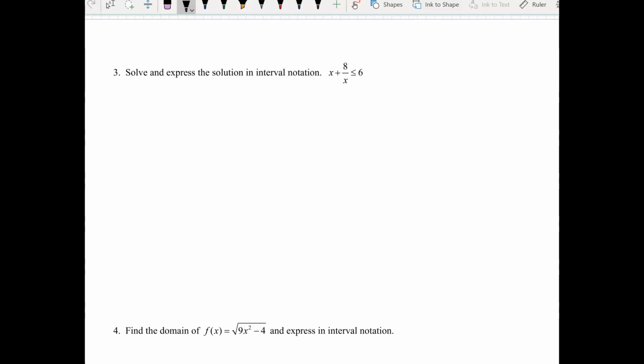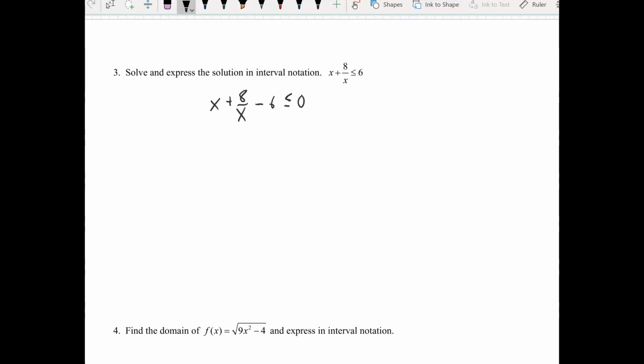Now the first thing you definitely want to do is get the zero isolated. So I'm going to rewrite this as x plus 8 over x minus 6 less than or equal to 0. What you don't want to do is just multiply everything by x and say I don't even have a rational function, because you don't know what x is and it may be 0. So instead, we're going to get a common denominator.